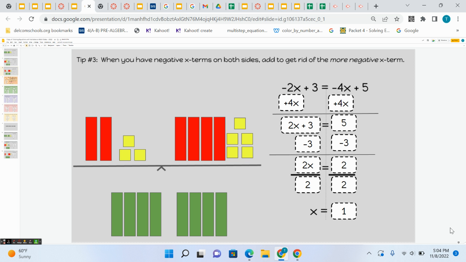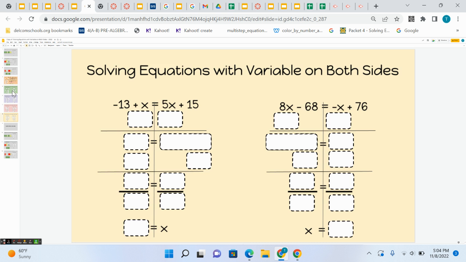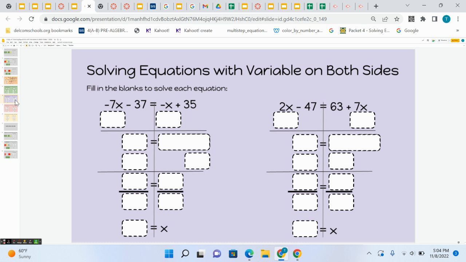Now I did these problems without showing you how to do them with tiles, because we did that the other day. I will make another video if you want to follow along and watch me do them with tiles instead. But that's the 3 tips I would use when you solve the rest of the equations in this slide. Let me know if you have any questions at all.